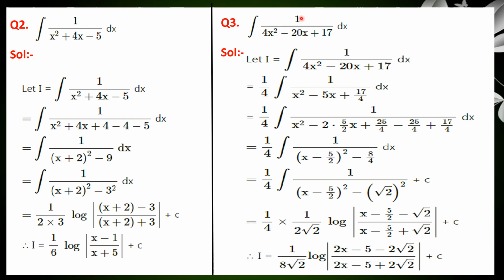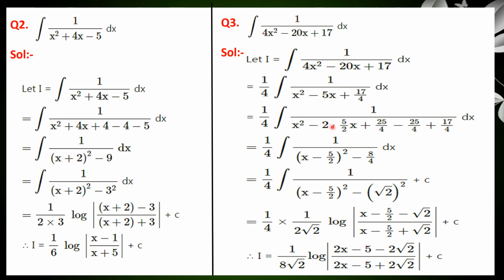Question number 3. Integral 1 upon 4x square minus 20x plus 17. Here first step we will write the given integral as I and then make the coefficient of x square as 1 by taking this 4 out. So 1 upon 4 into integral 1 upon x square minus 5x plus 17 upon 4 dx, if you take 4 out. Now we will convert this integral into the form of x square minus a square or a square minus x square by using the completing the square method.